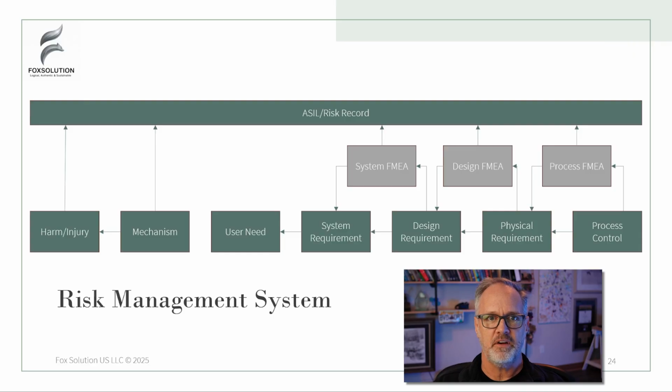Okay, so this is kind of a little bit of a summary. We have this risk record at the high level that pairs the mechanism with the harm. Then what we do is we have the system requirement that's evaluated by the system FMEA, the design requirement evaluated by the design FMEA, physical by the process, and then process controls to give us a complete set of controls to assure that that problem that we've identified in the risk record doesn't occur.